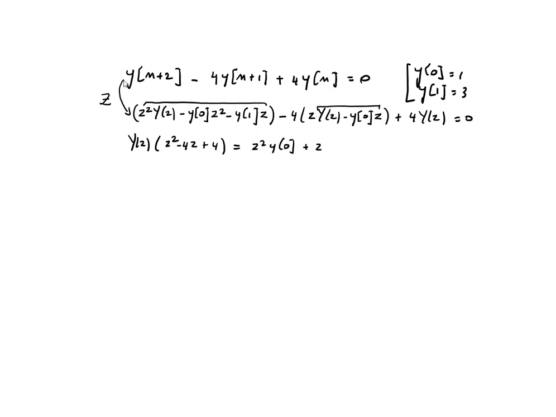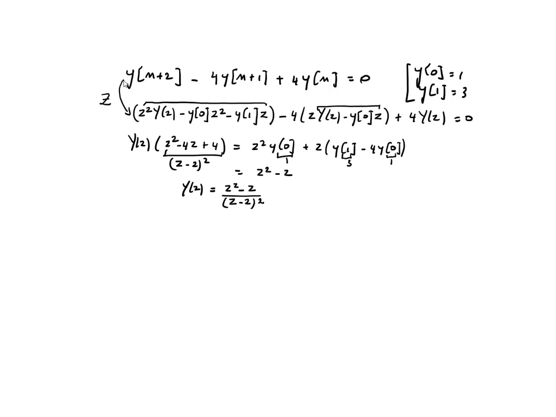We have terms in z here and here, so we can group them. y1 minus 4y0. Okay, this one is 1, this one is 3, and this one is 1. So this is z squared minus z, and this one you can factor quite easily. It's (z minus 2) squared. So we have Y(z) is (z squared minus z) over (z minus 2) squared.